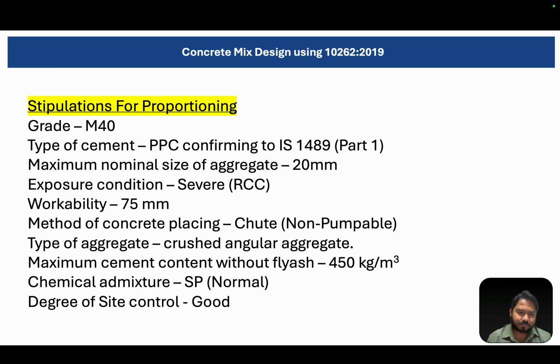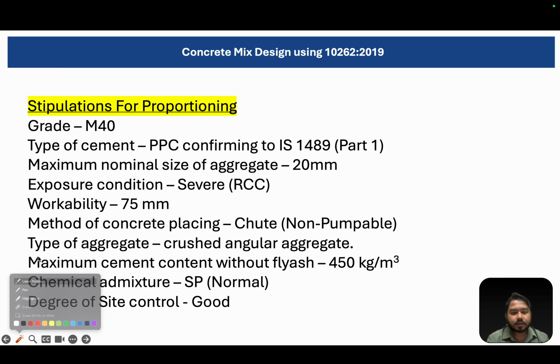In this case, a question is given, and the grade of concrete is given to you. It is M40 grade of concrete that you are going to design. The type of cement is given as PPC type cement. That means Portland pozzolana cement you are going to use for manufacturing the concrete. And the maximum nominal size of the aggregate is also given, that is 20 millimeter size of aggregate you are going to use.